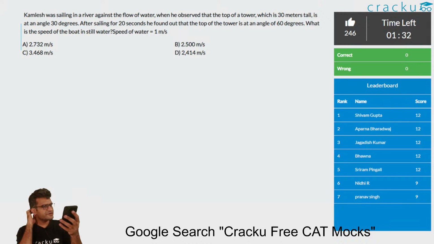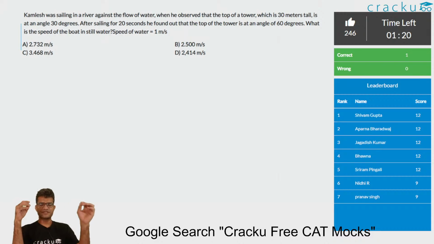Sir, how to choose between two close options in RC? What is your strategy? My strategy is always this. I try to figure out the two best possible options. And if I'm confused, I try to figure out how the options differ from each other. What exactly is the difference between one option and the other option? If you figure out the difference between two options, then you will be able to figure out which of the two is the right option.